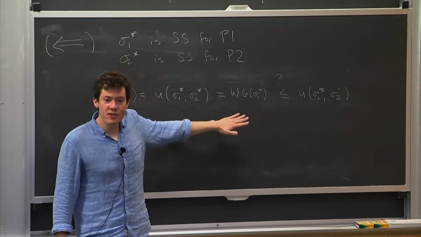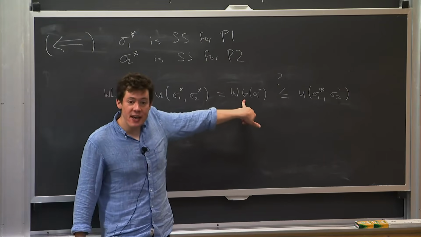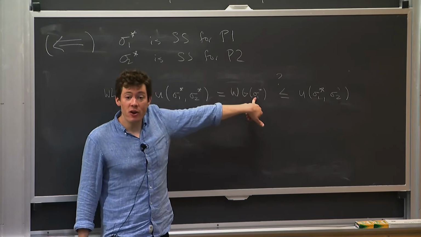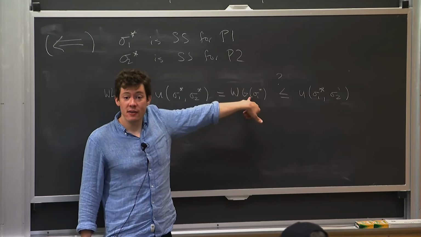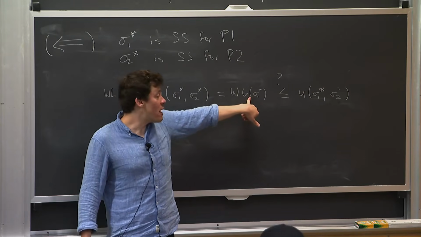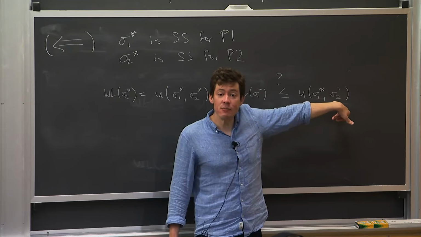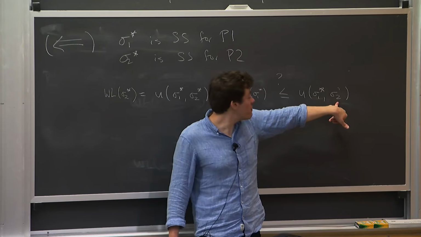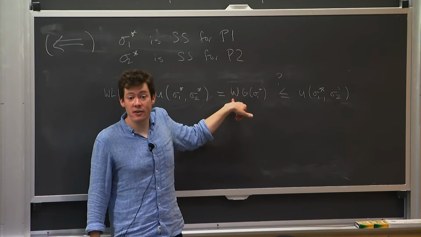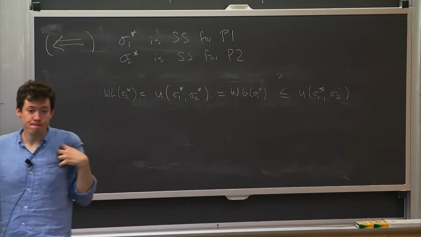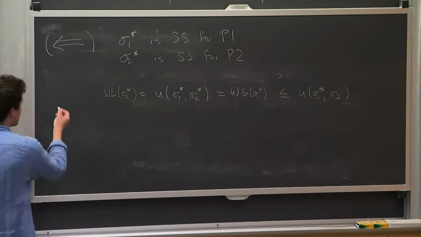Let's make sure. So this is always really confusing. The worst case gain says whatever my opponent does, I'm guaranteed to get a payoff of at least the worst case gain. So one thing my opponent could do is they could deviate to sigma 2 prime. And if they chose sigma 2 prime, it must be at least as good as the worst thing they can do for me as player 1, right?